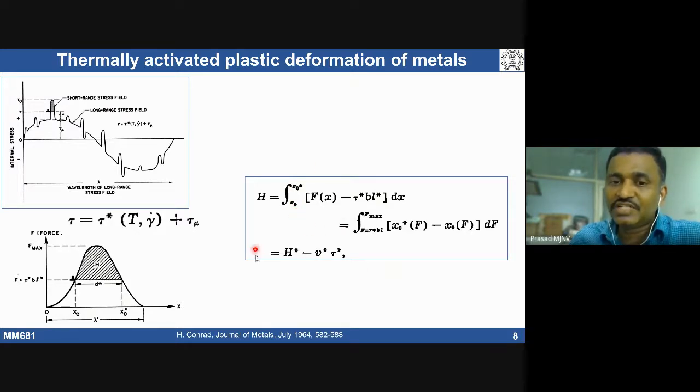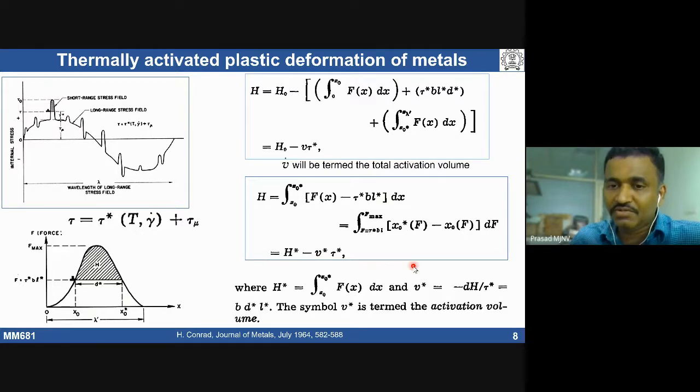So we get the activation energy, which has to come from thermal energy, equal to H star minus V star times tau star. V star is dH by d tau star: how the energy changes as a function of stress, which is b, d star, L star. This is how activation volume is defined. This is the actual activation volume.